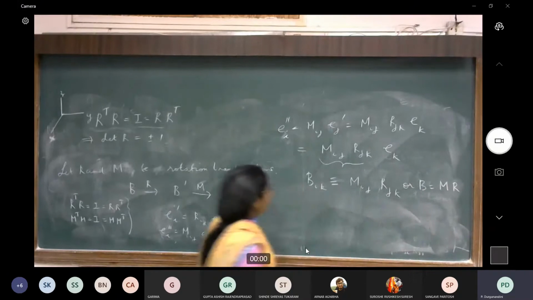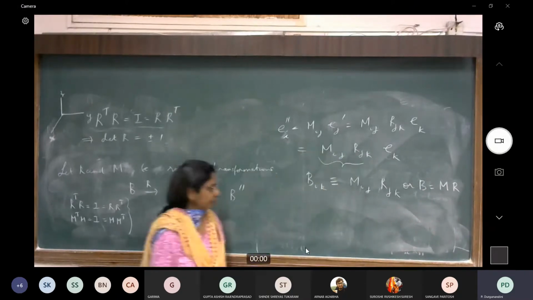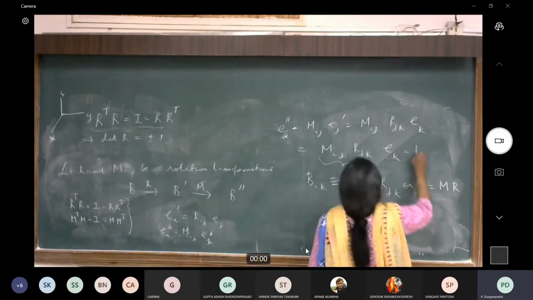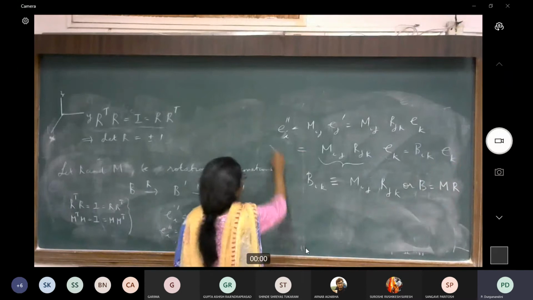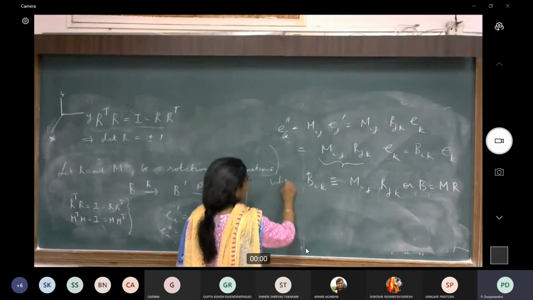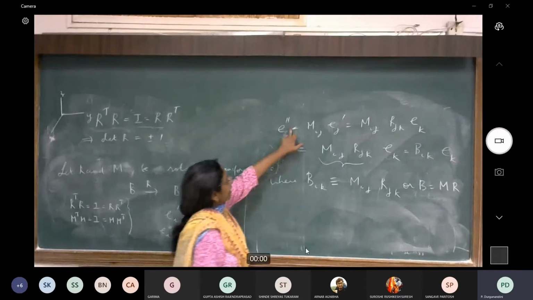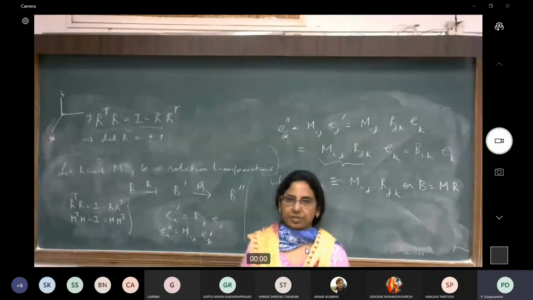Now the question I want to ask is, does this also constitute a rotation transformation or not? How will I decide whether that constitutes a rotation transformation or not? So I can write this as Ei double prime equal to Bik Ek. Now how will you decide whether this transformation is a rotation transformation or not?